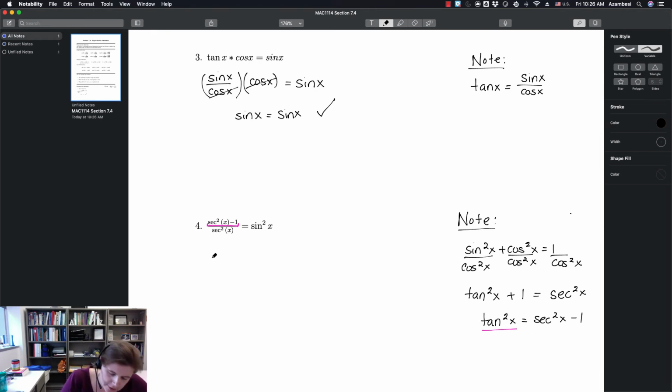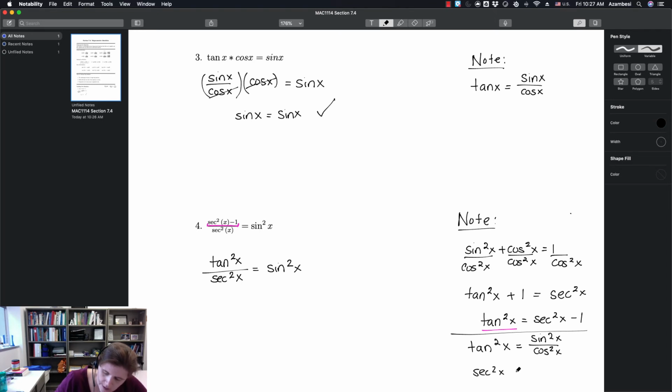All right, so I'm switching out the top with tan squared x. And on the bottom, I have secant squared x, and we want it to equal sine squared x. I've got tangent squared over secant squared, so I'm going to use that, turning everything into sines and cosines. So remember that tangent squared x is sine squared x over cosine squared x, and that secant squared x is 1 over cosine squared x.